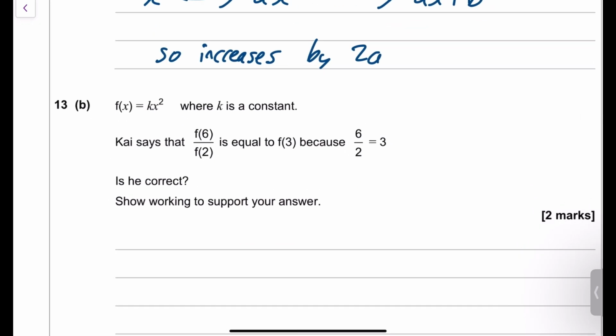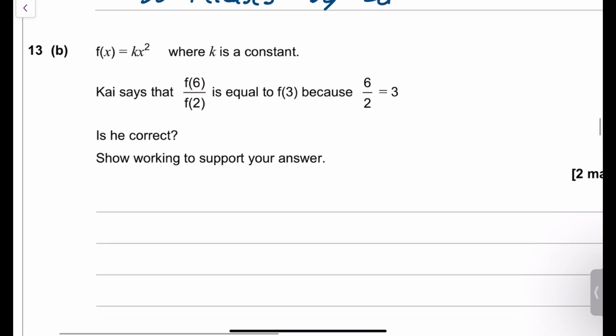Right. Okay, functions again. f of x is equal to kx squared, where k is a constant. Kai says that f of 6 divided by f of 2 is equal to f of 3, because 6 divided by 2 is 3. Is he correct? Well, the easiest way to do this is just work out what f of 6 is, and then we'll work out what f of 2 is, and then we'll just do f of 6 divided by f of 2.